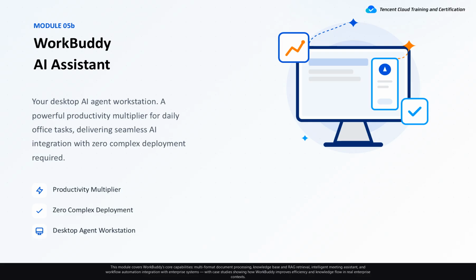This module covers WorkBuddy's core capabilities: multi-format document processing, knowledge base and RAG retrieval, intelligent meeting assistant, and workflow automation integration with enterprise systems, with case studies showing how WorkBuddy improves efficiency and knowledge flow in real enterprise contexts.